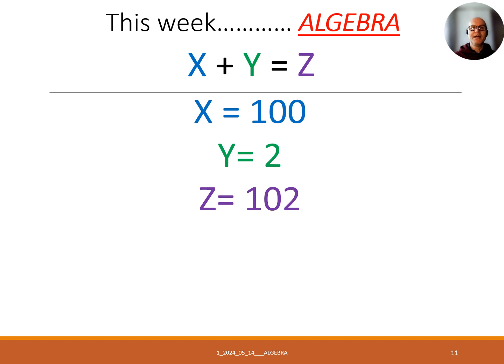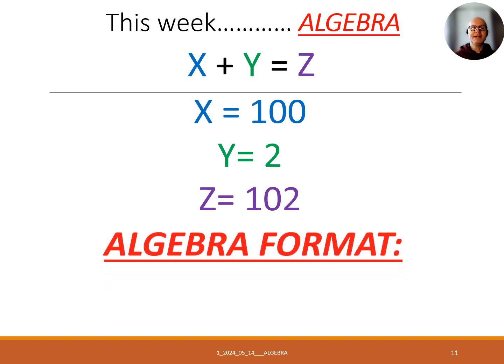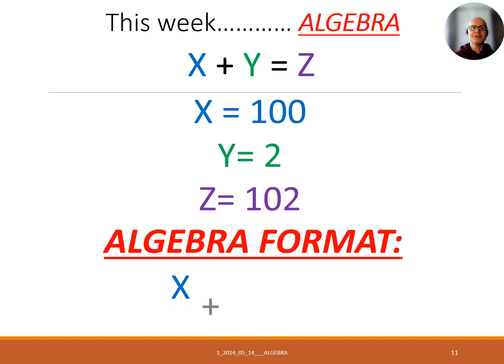Here's another example. X plus y equals z when x equals 100, y equals 2, and z equals 102. X plus y equals z, and then those letters stand for these numbers. 100 plus 2 equals 102.